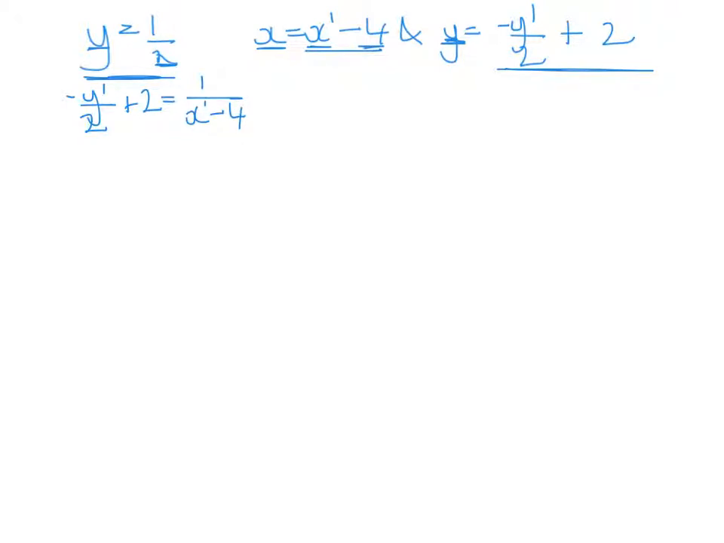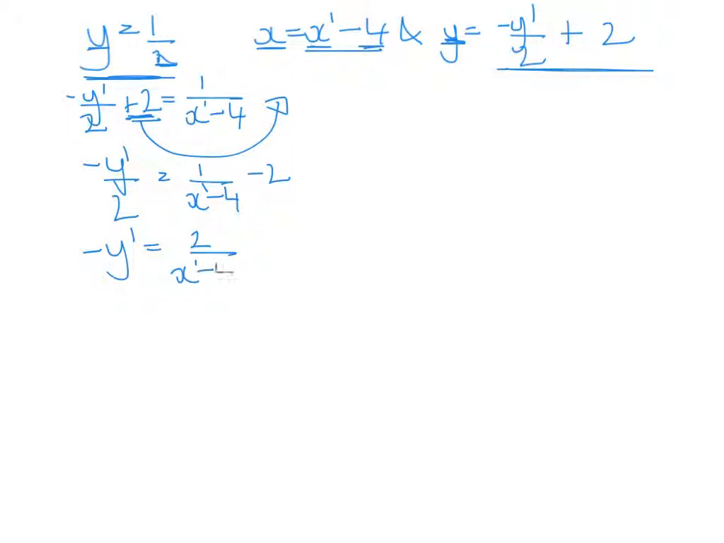Now let's see, I'll get rid of this 2 by taking it across to the other side, so that'll be minus 2y, that plus will change to a minus, and I'll times by 2 on the top and bottom, and then what I'll do is I'll take that minus and get rid of it by dividing by a minus on both sides.